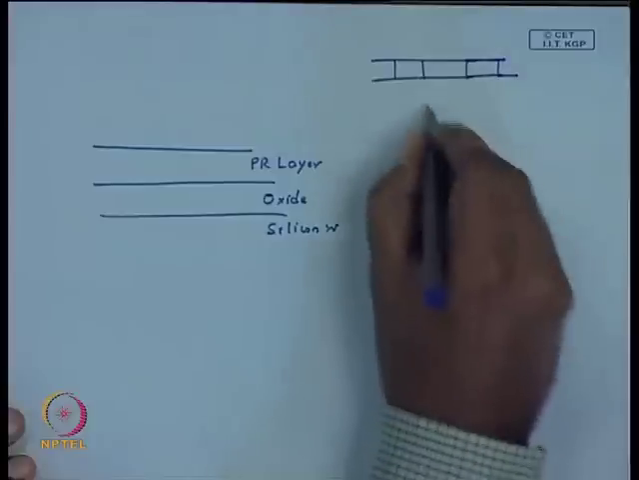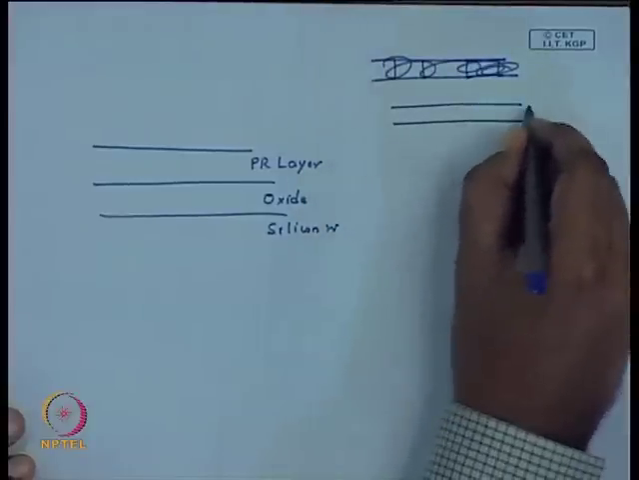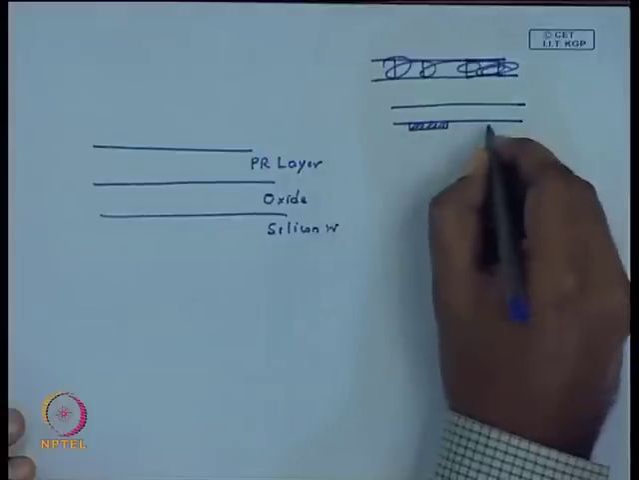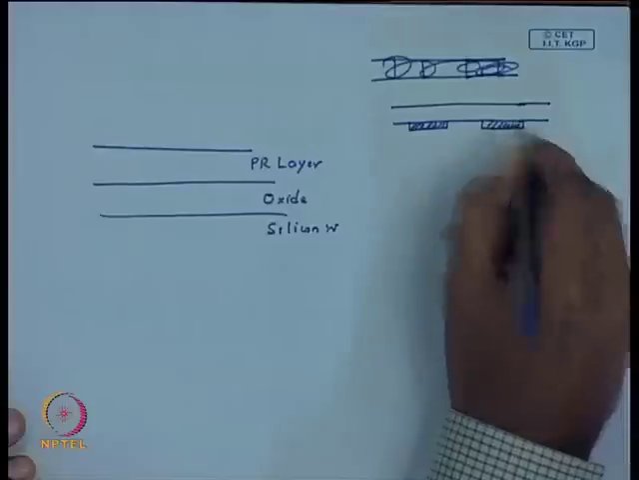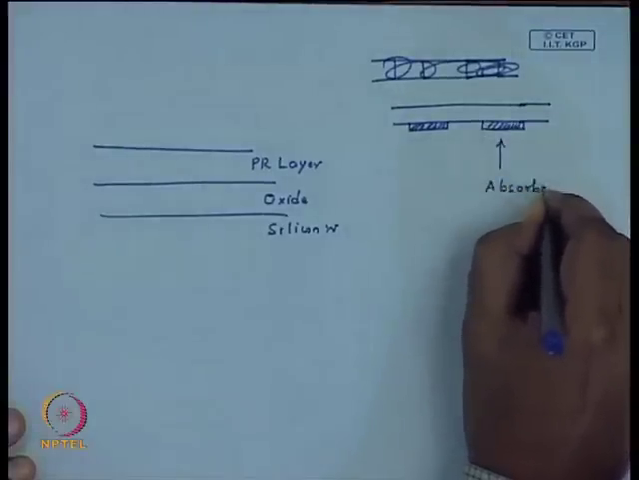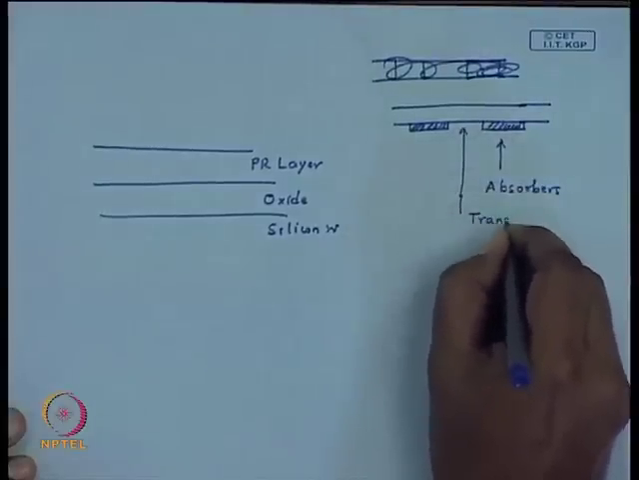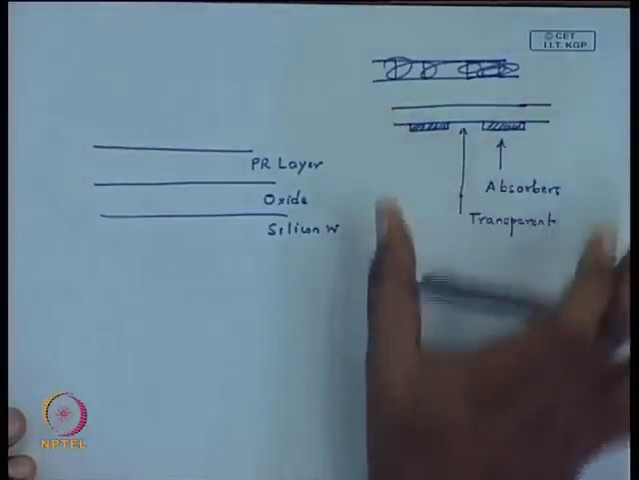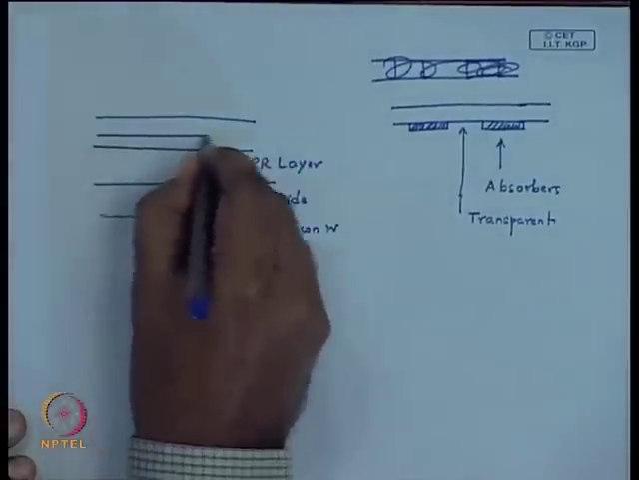Now we understand that we have a chromium layer which has been preferentially stripped off at some locations. So, this might be a more appropriate image of a mask. These are the absorbing zones and these are the transparent areas. Now your mask aligner takes care of this particular mask and brings it on top of the photoresist layer.